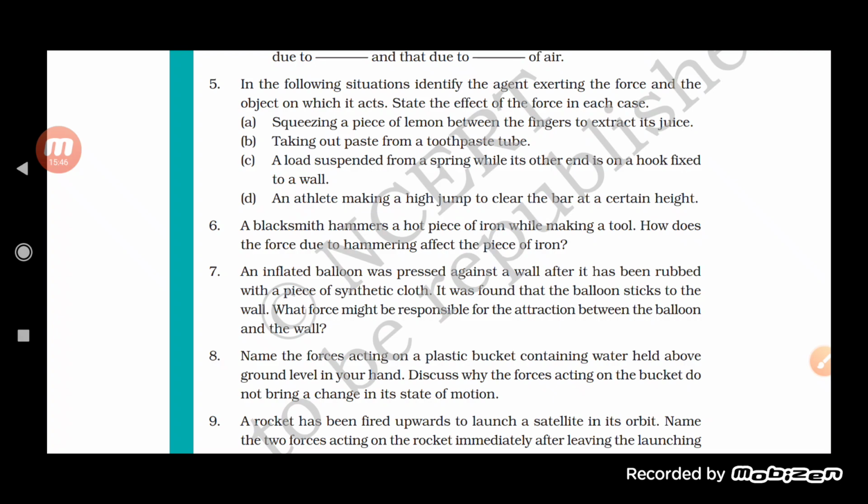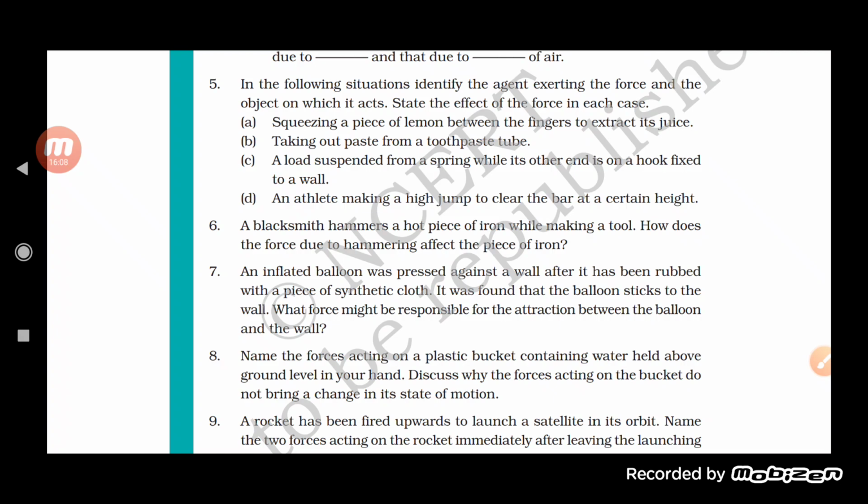Next one is, an inflated balloon was pressed against a wall. After it has been rubbed with a piece of synthetic cloth, it was found that the balloon sticks to the wall. What force might be responsible for the attraction between the balloon and the wall?